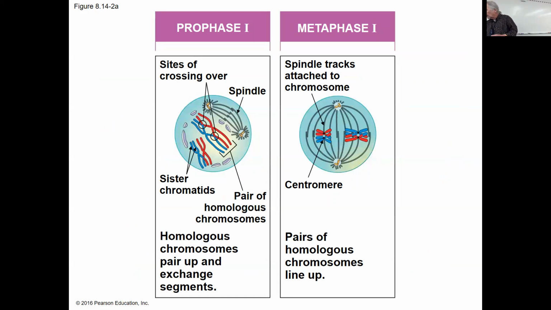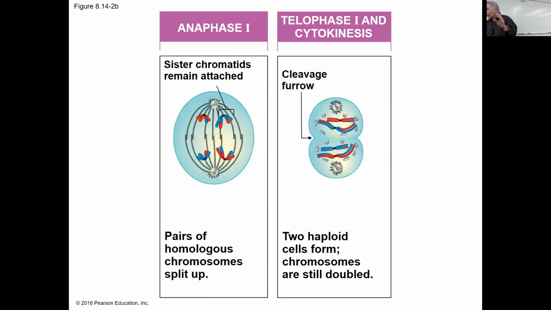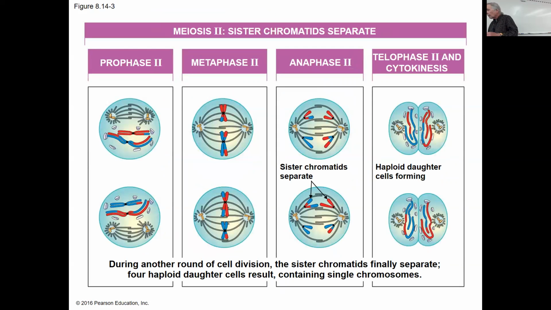So here it is again, crossing over in prophase 1. Homologous pairs, tetrads lining up in metaphase 1, tetrads separating in anaphase 1, telophase 1, and cytokinesis. Then, in prophase 2, we have the haploid number of replicated chromosomes, and they're just a jumble, and spindle fibers are forming, and they attach to these chromosomes, and they yank them and pull them into the middle of the cell.